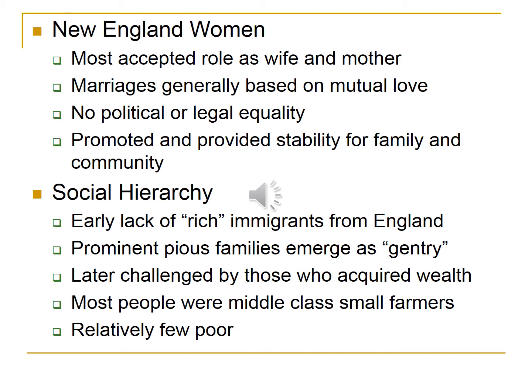But all in all, most of the people in New England were middle class farmers. They may have had professions, but they also had a farm, and there were relatively few poor people, because most people that settled in New England came over as a nuclear family. If you didn't have a family or you didn't have a job, you probably were persuaded to go elsewhere. So there were relatively few poor people, and that also led to less of a rigid social hierarchy.